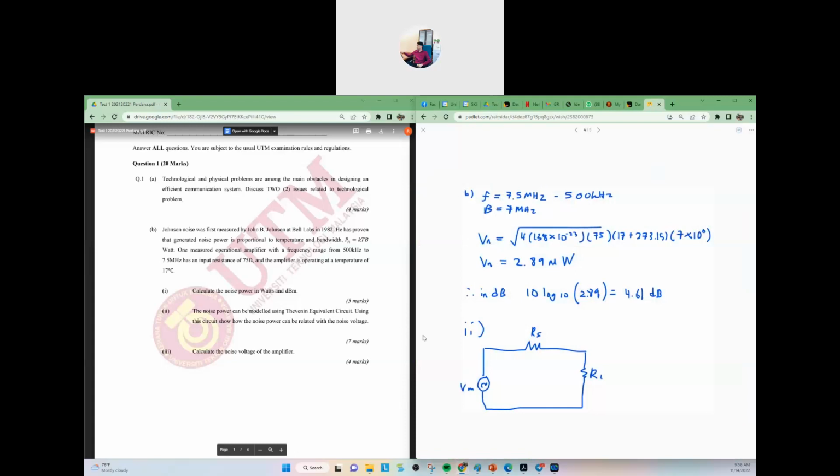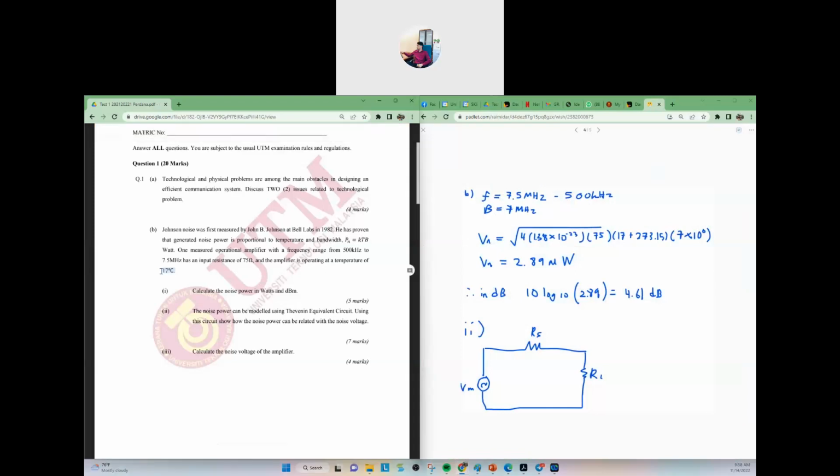So this one: calculate noise power in watts. Actually this is pretty direct. Pn equals k times T, given T, but you need to convert to Kelvin. Bandwidth is given as 7 megahertz. So you can know the answer directly. Then for dBm, you just need to change it to dB: you take the log of whatever answer you have in linear.